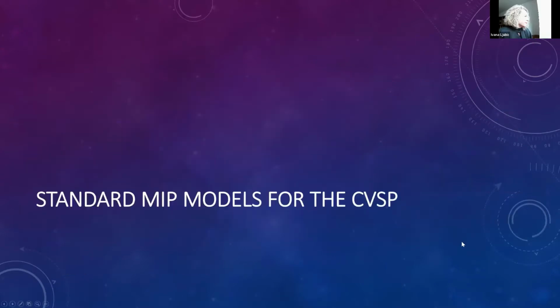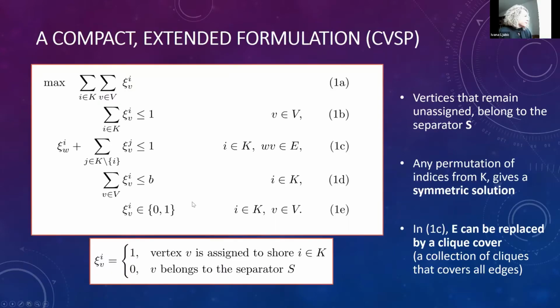So let's start with a standard mixed integer programming model for solving this problem, the capacitated vertex separator problem. They are similar. I will show you in a few slides where the connection between the two comes from. Because this one is more general, we will talk about the CVSP in the rest of the talk. So we will start with this extended formulation, which is of polynomial size. So we say it's a compact model, where we have binary variables, psi i v, which will be equal to 1 if the vertex v is assigned to a shore i. So a shore or a bin, okay?